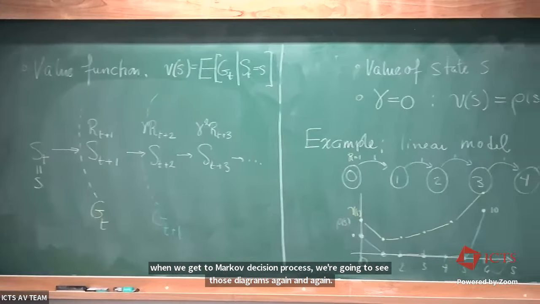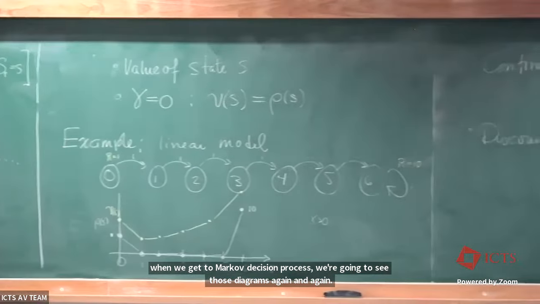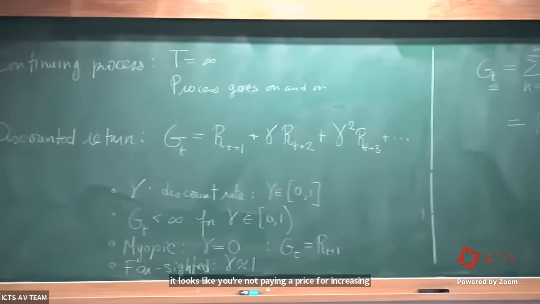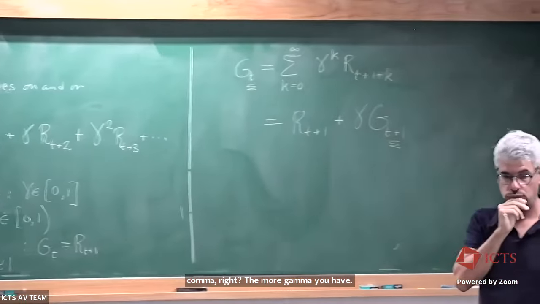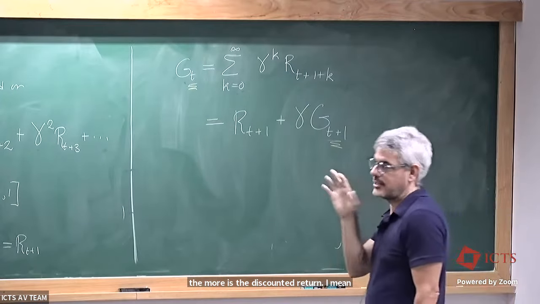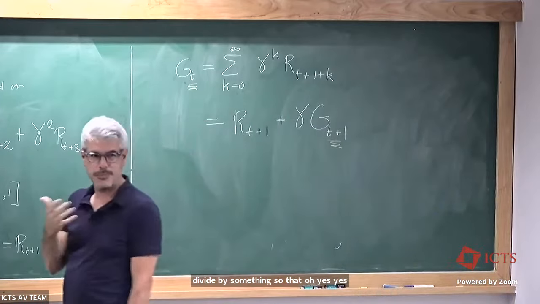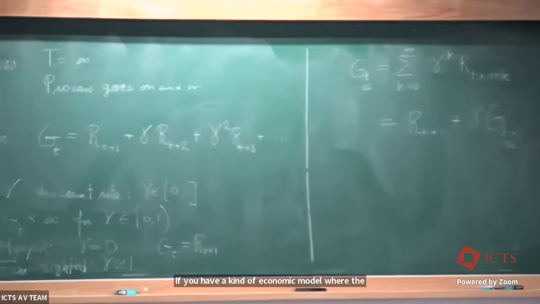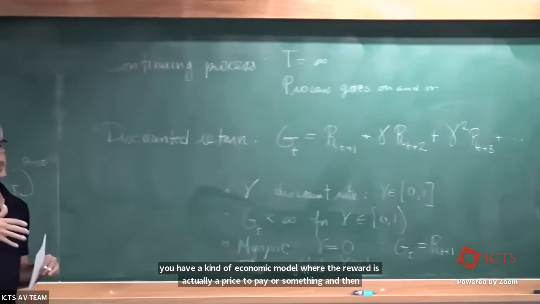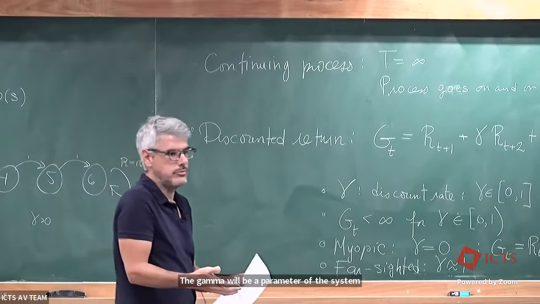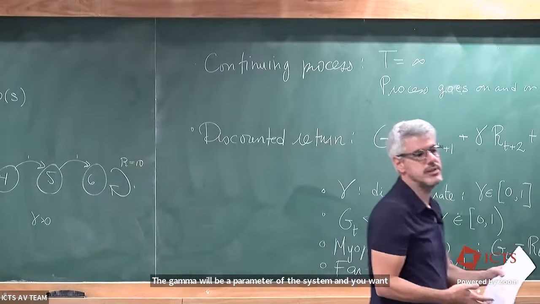Yeah, so the way this has been defined, it looks like you're not paying a price for increasing gamma, right? I mean, the more gamma you have, the more is the discounted return. Shouldn't we divide by something? Oh, yes. Now, of course, this will depend on the application and the meaning of gamma and the meaning of this reward. If you have a kind of economic model where the reward is actually a price to pay or something, and then the gamma will be a parameter of the system, and you want to change that gamma, there will be a meaning to increasing gamma or decreasing gamma.